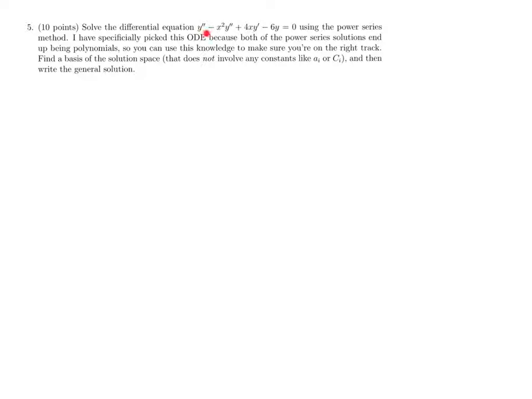Okay, problem 5. Solve the following differential equation using the power series method. So let's write down our function y of x equals the sum from n equals 0 to infinity of a n x to the n, y prime equals the sum of n a n x to the n minus 1, and y double prime equals the sum from n equals 0 to infinity of n times n minus 1, a n x to the n minus 2.